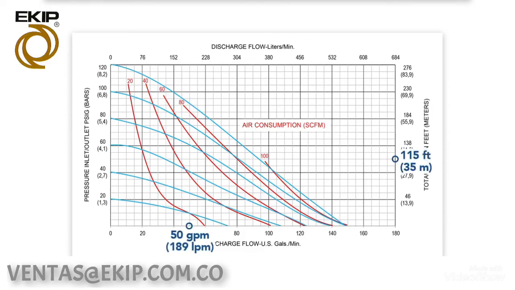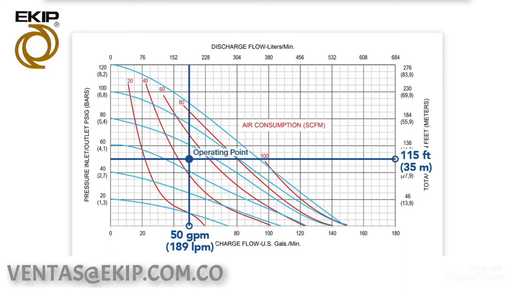To find out how well the AODD pump will perform, utilize the performance curve by finding the 50 gallons per minute along the horizontal axis, then follow the line up to the 115 feet of head along the vertical axis. The area where the horizontal axis and the vertical axis intersect is the operating point.